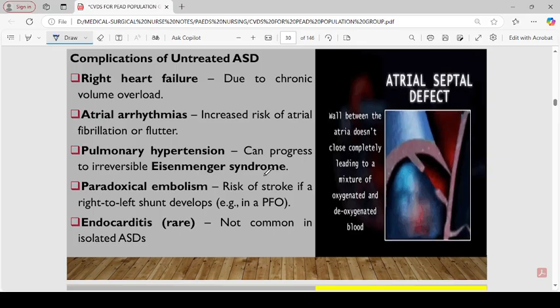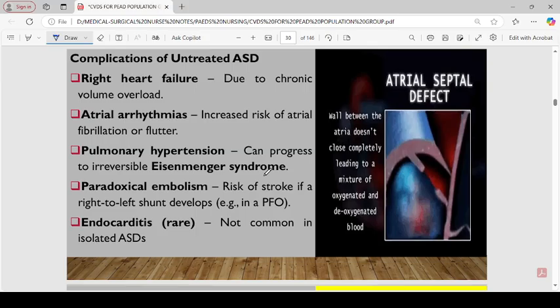We also have pulmonary hypertension, and this can progress to irreversible Eisenmenger syndrome, where we're going to have reversal of shunting. Remember, in atrial septal defect, the shunting is from left to right. But with Eisenmenger, the shunting will now be from right to left, and this is going to result in cyanosis.